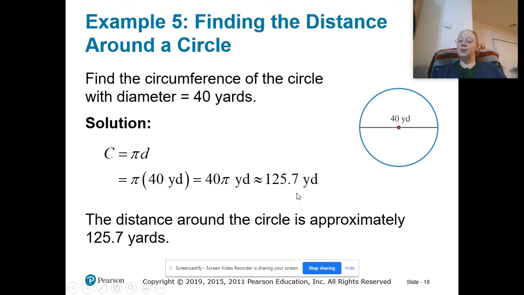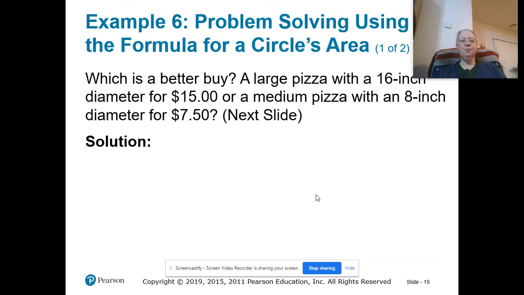Okay. Turns out that they wanted it rounded to 1 decimal place, although they didn't tell us that. So look for that. They should tell you. If they don't tell you and you get it wrong because they didn't tell you, let me know so that I can fix that. Okay, which is the better buy?